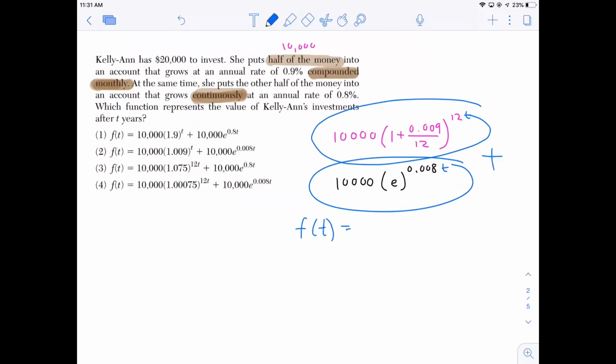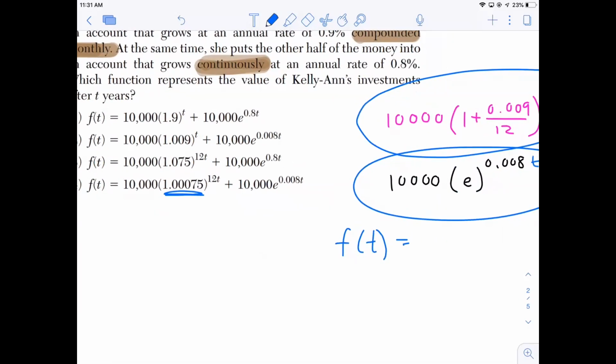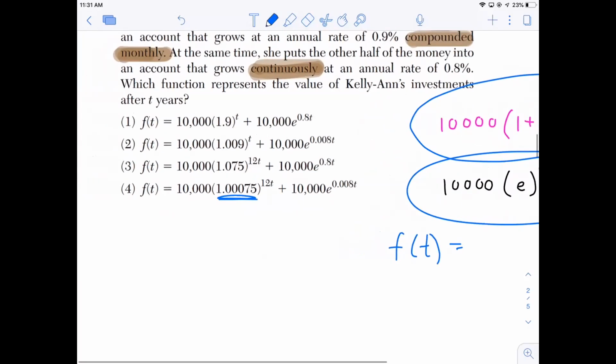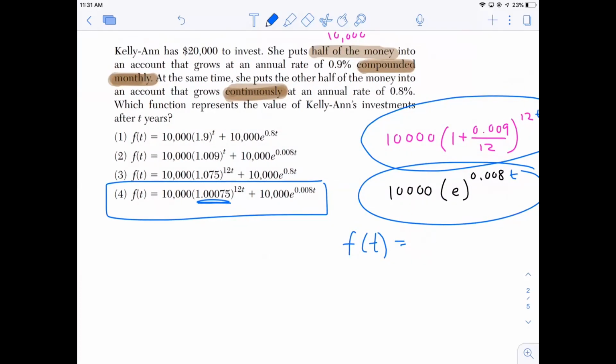And I don't see any choice with 1 plus 0.009 divided by 12, but if you actually divide it out and add it to 1, that should equal 1.00075. And there's what we got for compounding continuously. So it looks like this is choice 4. Cool.